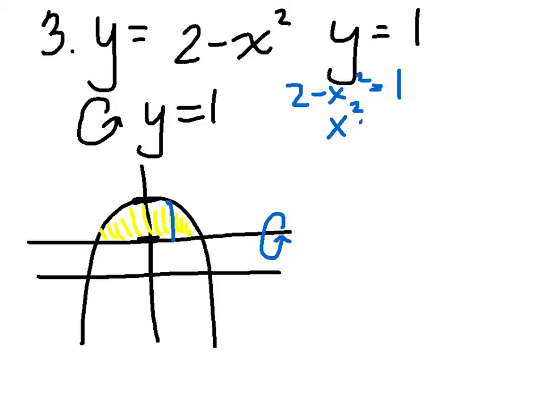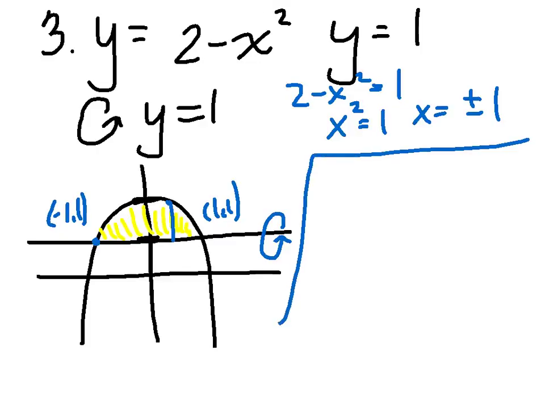X squared equals 1. Therefore, x equals, remember when you take a square root, plus and minus 1. So I know this is negative 1, 1, and 1, 1. Alright, now I'm going to set up two different integrals to find the volume and see if you agree with this. And again, one is useful and could make your math a lot quicker here.